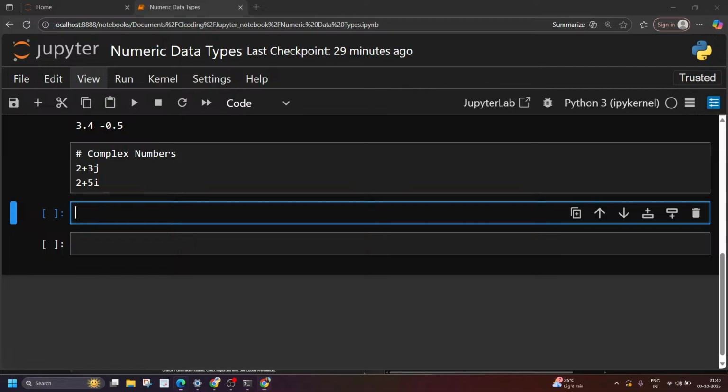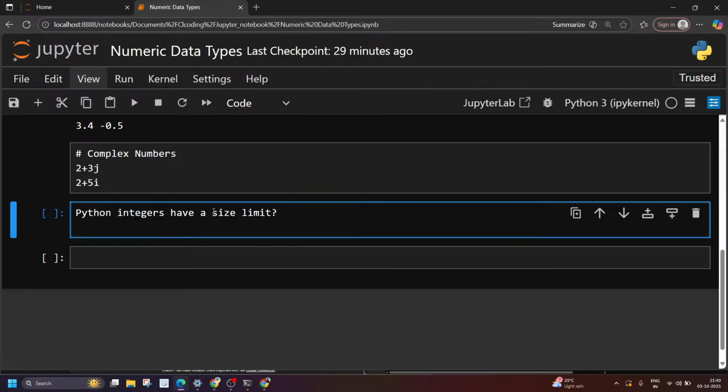The first question for today is: Python integers have a size limit. You have to answer yes or no in the chat. Python integers have a size limit.